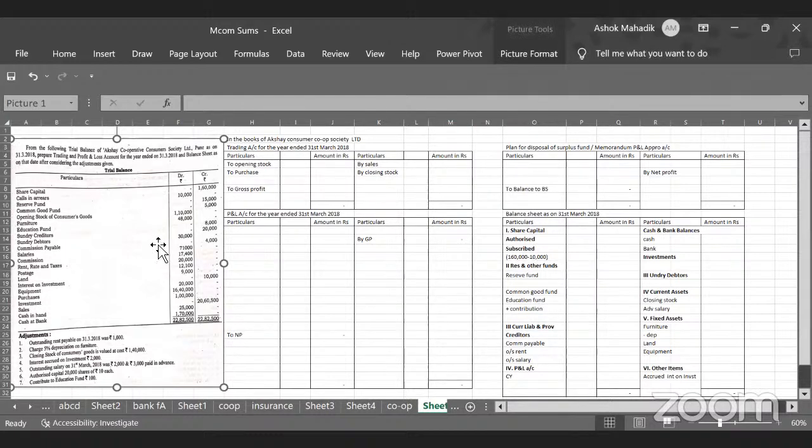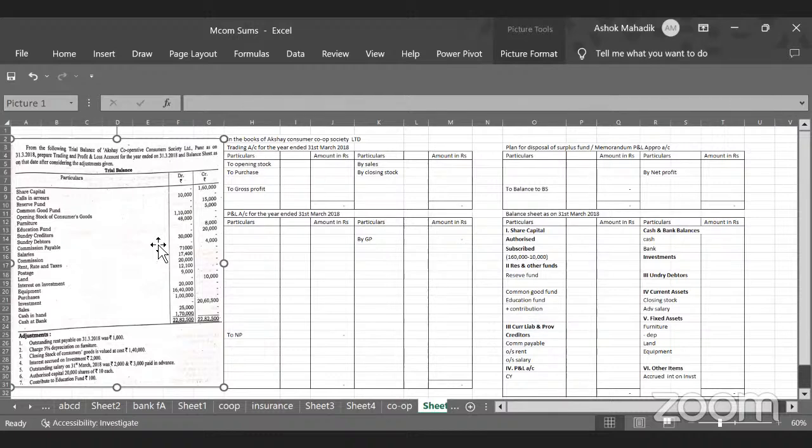From the following trial balance of Akshay Cooperative Consumer Society Limited, Pune, as on 31st March 2018, prepare trading and P&L account for the year ended 31st March 2018 and balance sheet as on that day after considering the adjustments given. Students, just like in any final account sum, what you have to do first is tick mark the adjustments in the trial balance. You must be having this textbook, so you can do it. First, I'll go through the adjustments.